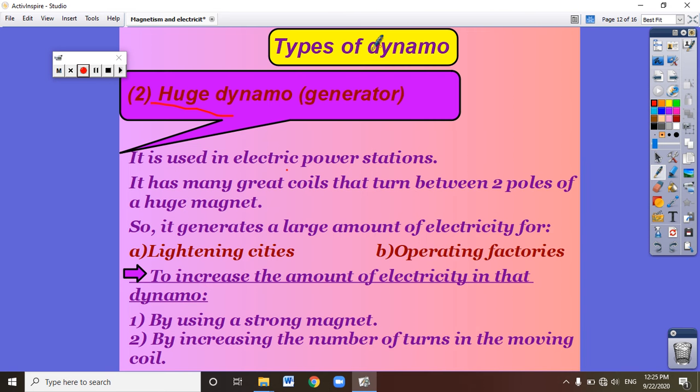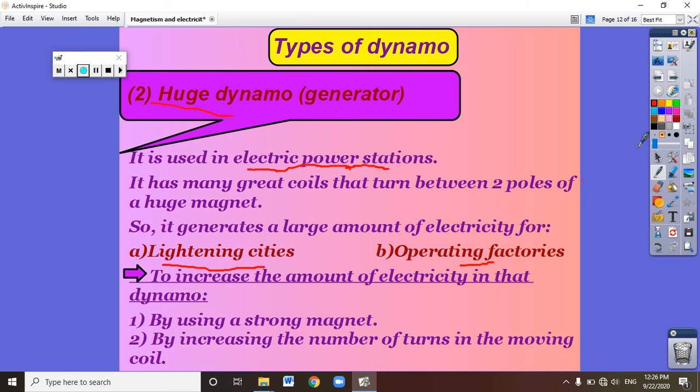Let's go to the huge dynamo. The huge dynamo generates a huge amount of electricity. It's used in the electric power station. Do you know what the electric power station is? It's the station that generates the electricity that we use in our home, and in everything that is operated by electricity. What are the uses of the huge dynamo? We use the huge dynamo to light the cities and operate the factories.